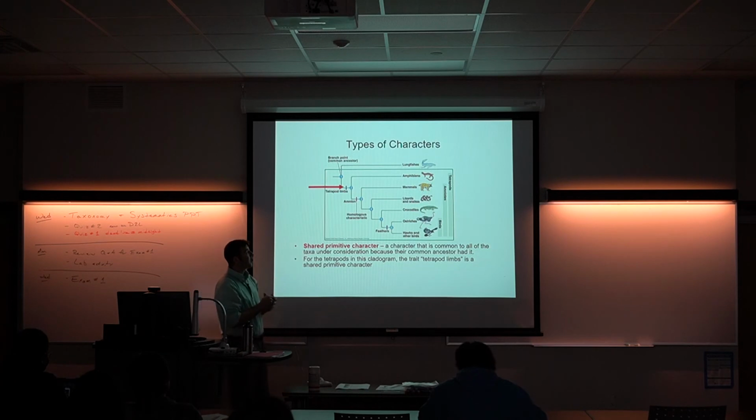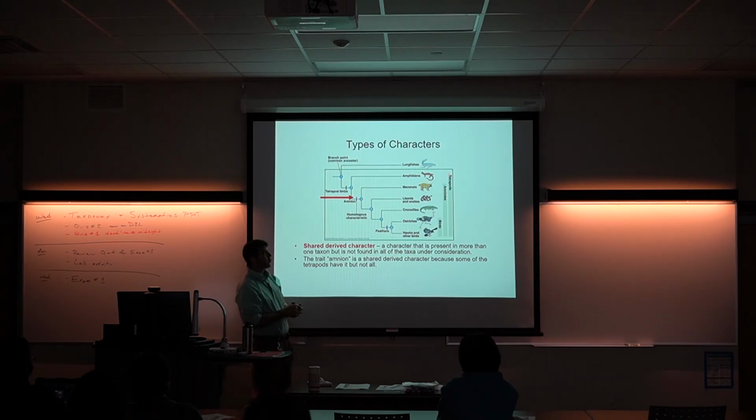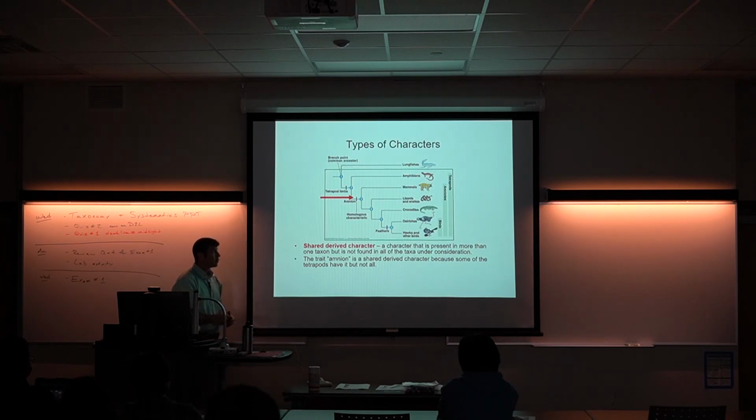Let's now, instead of looking at the tetrapod limbs, let's switch to looking at the shelled egg. That shelled egg, from the perspective of tetrapods, not all tetrapods have a shelled egg. Some have it, but amphibians don't. Some, but not all, have that. This is a shared derived characteristic.